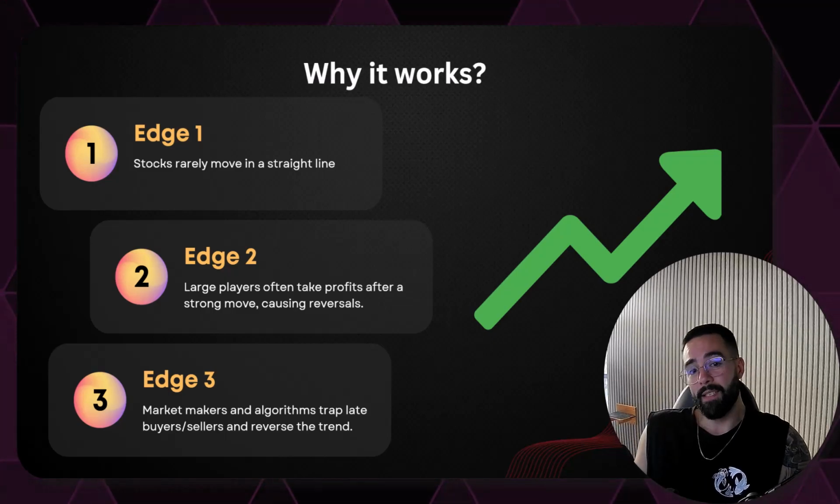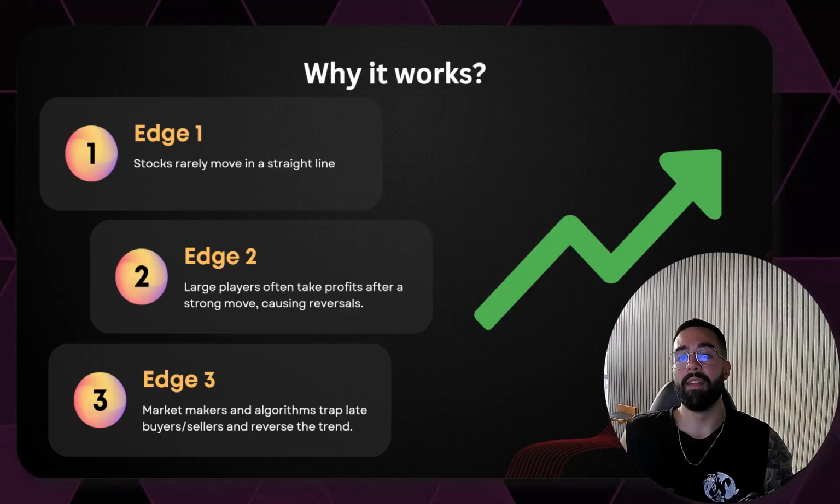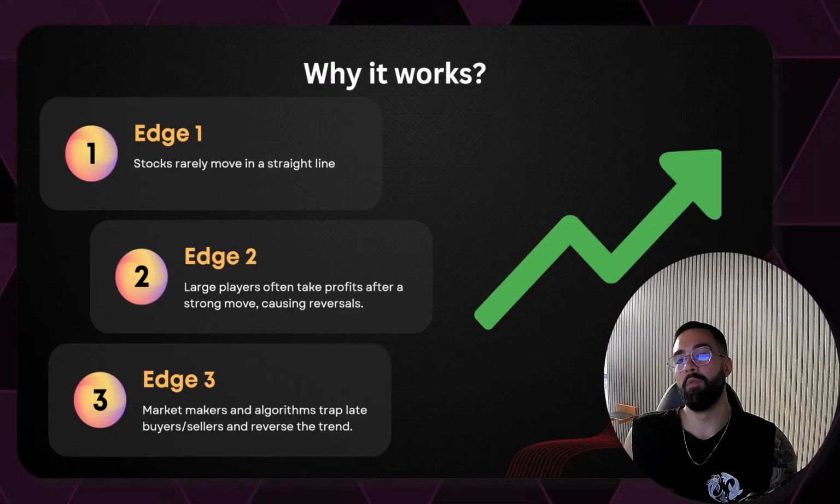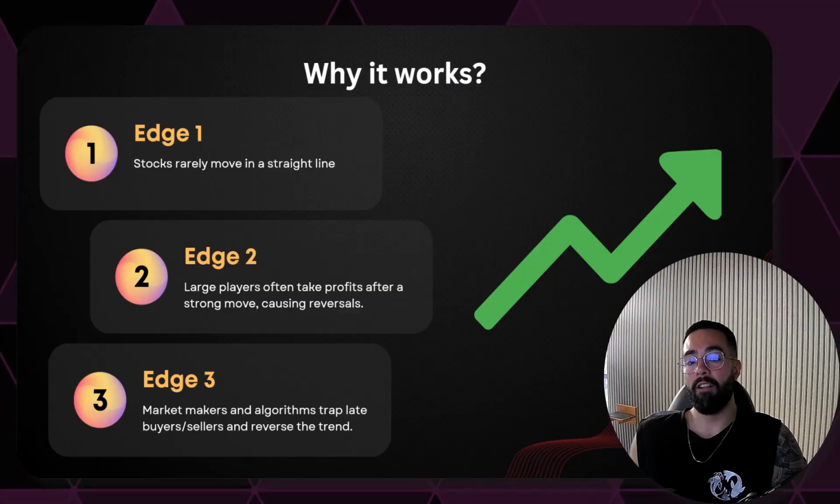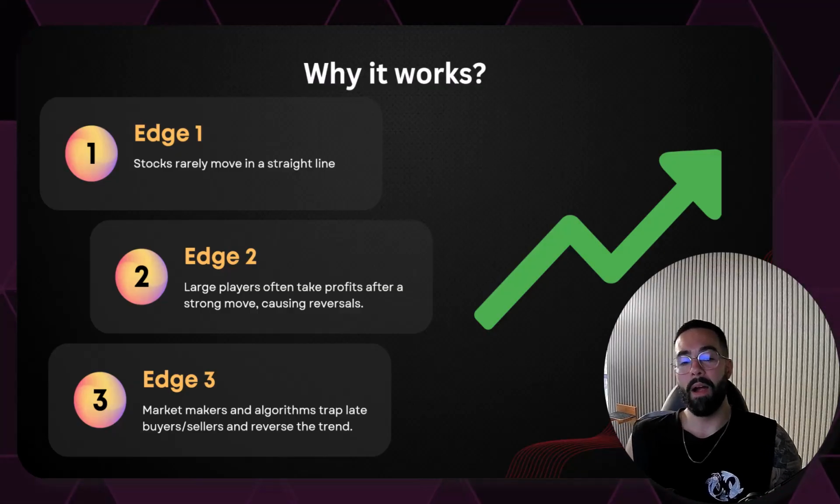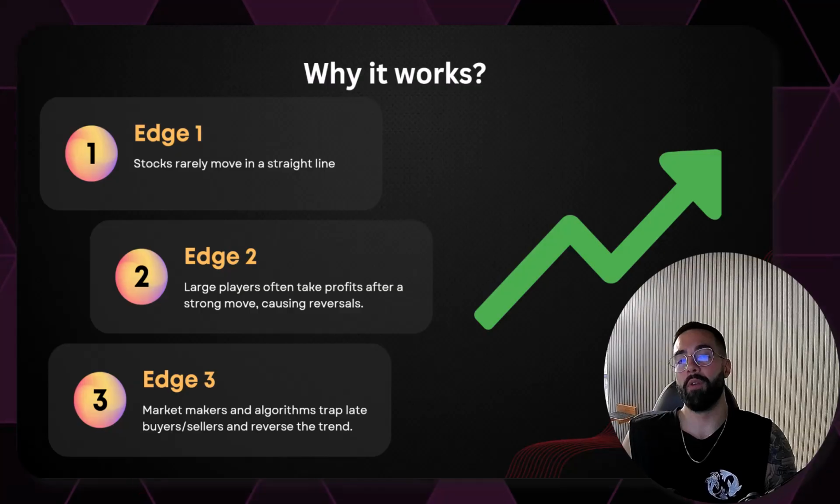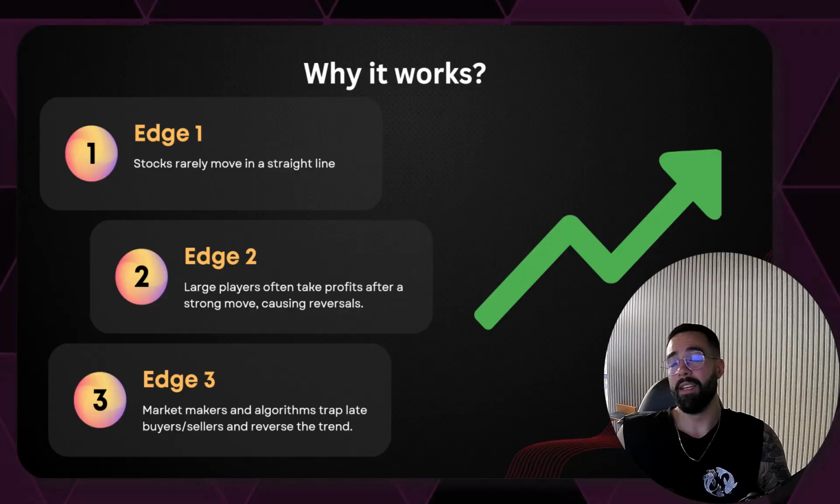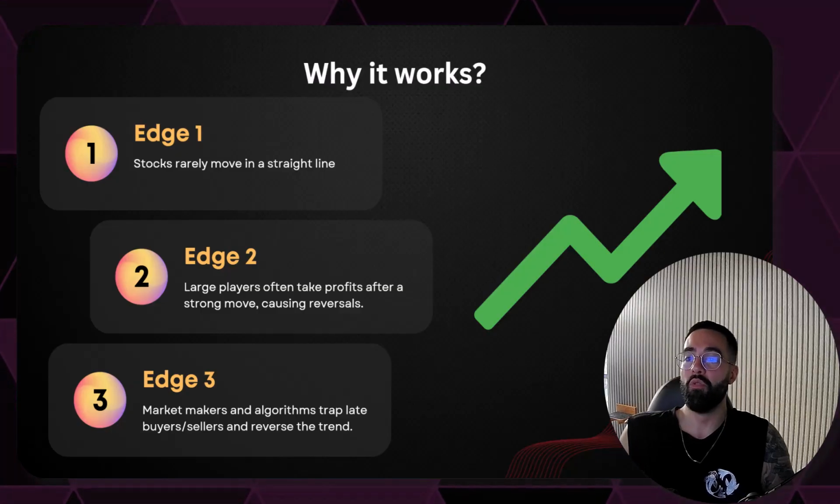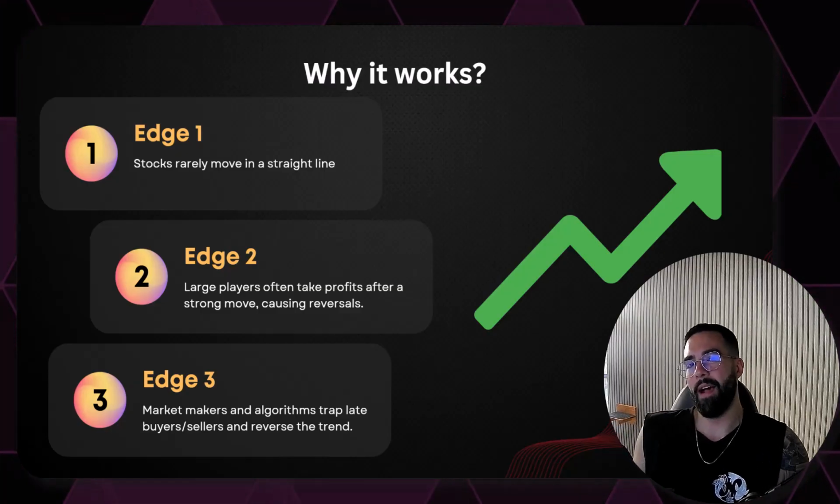The second edge I see with this one is that large players often take profit after a strong move, causing reversals, like I just said. And the third edge is that market makers and algorithms trap late buyers and sellers and reverse the trend. And we're gonna capitalize on that with this strategy. And we're gonna see together how I'm able to see those signs before they actually happen.